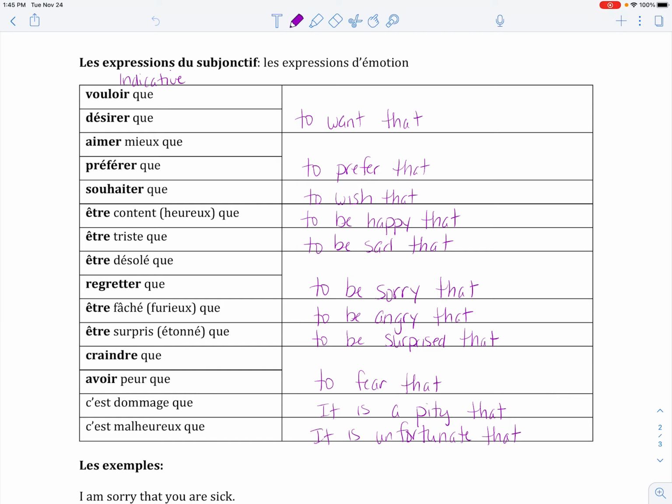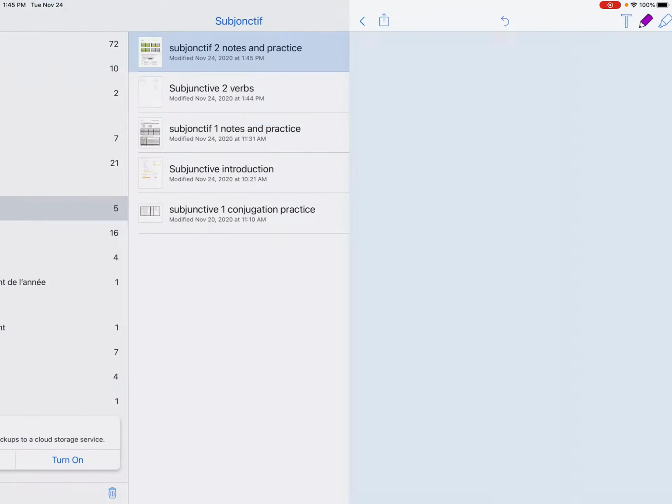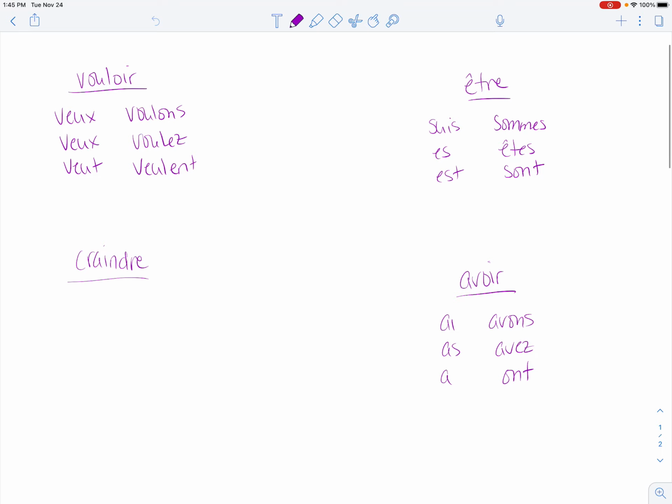The verbs that I did not put on the other page, désirer, aimer, préférer, souhaiter, regretter, those are regular ER verbs. So your normal E, ES, E, ONS, EZ, ENT. I gave you vouloir. Être you're going to use in these expressions here. Avoir you're going to use in that one. Avoir peur. And then craindre. This is a verb.